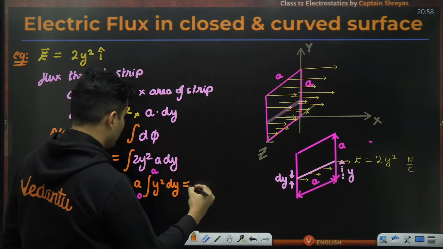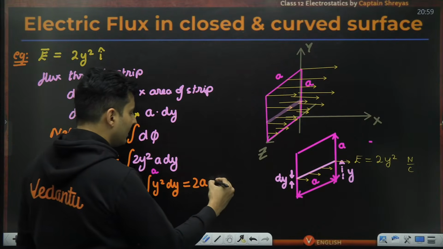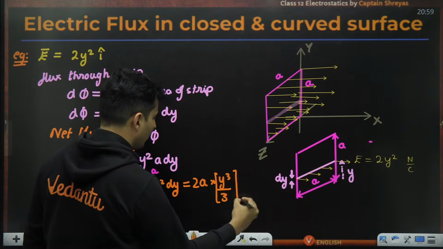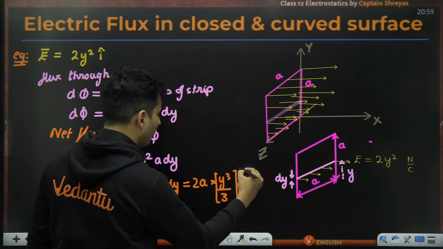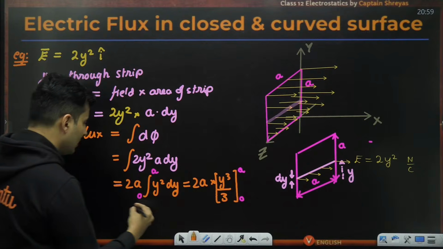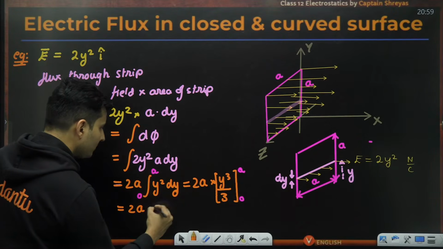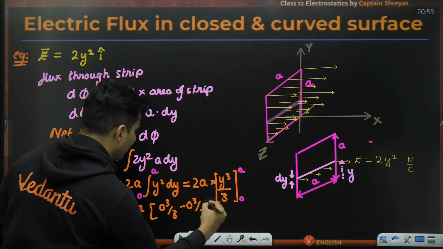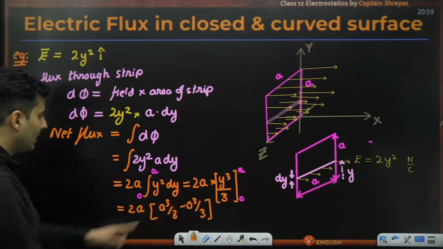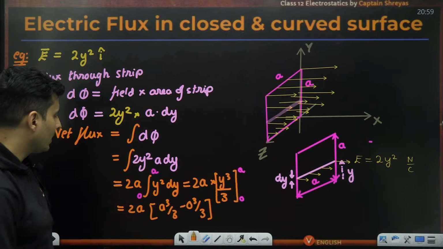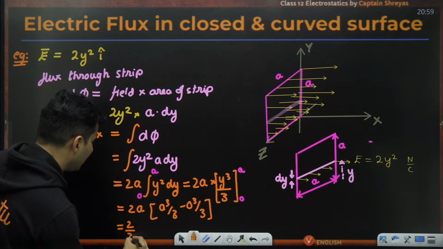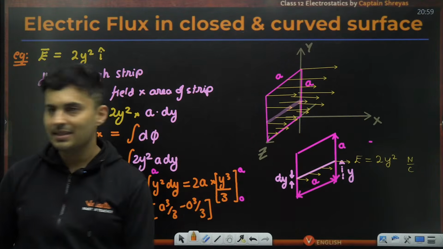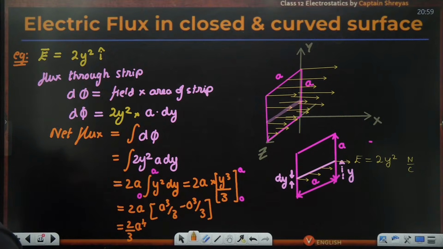So what is the integration of this? 2a, y square's integration is y cube divided by 3. Limits of the integration have to be substituted still, which is 0 and a. Once you do that, you're just going to get 2a and you will have a cube by 3 minus 0 cube by 3. As you can see, a cube and a, when you multiply, will become a raised to 4. So it will become 2 by 3 a raised to 4. That is the answer, guys. 2 by 3 a raised to 4.